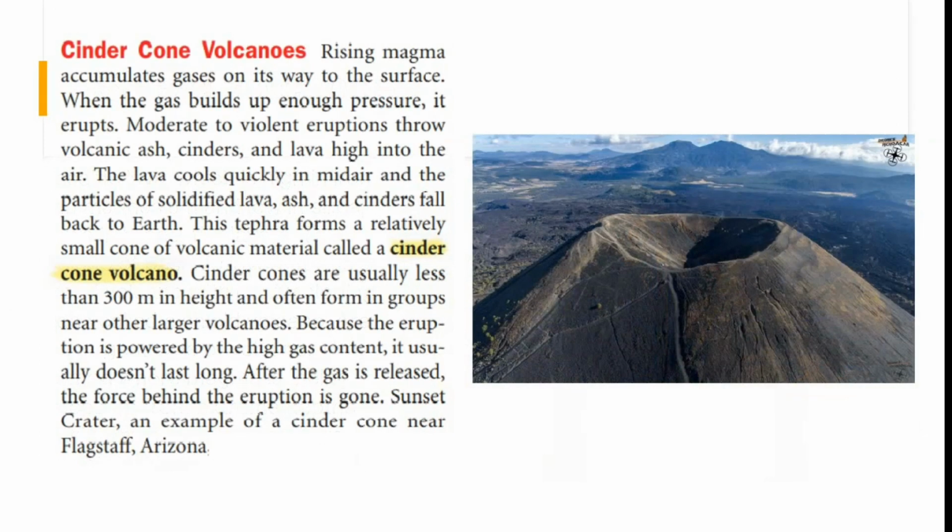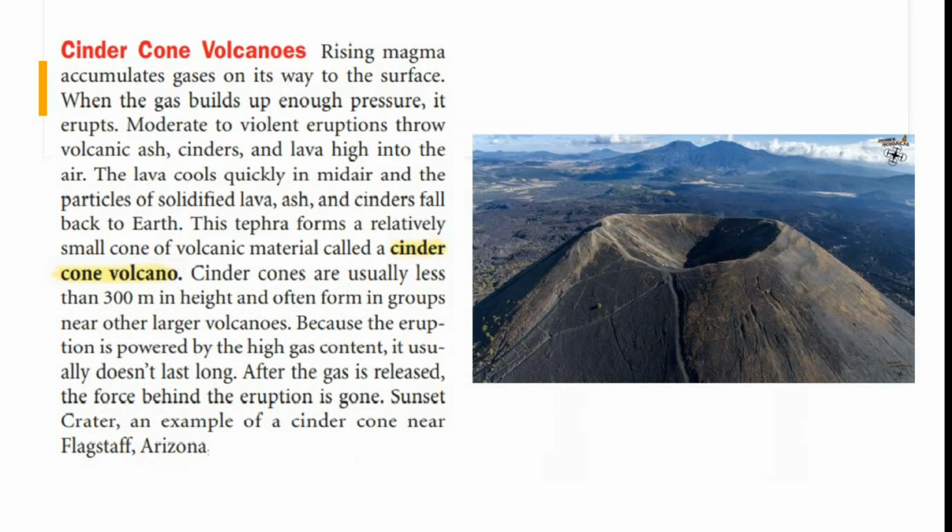Cinder cone volcanoes. Rising magma accumulates gases on its way to the surface. When the gas builds up enough pressure, it erupts. Moderate to violent eruptions throw volcanic ash, cinders, and lava high into the air. The lava cools quickly in mid-air and the particles of solidified lava, ash, and cinders fall back to Earth. This tephra forms a relatively small cone of volcanic material, called a cinder cone volcano.